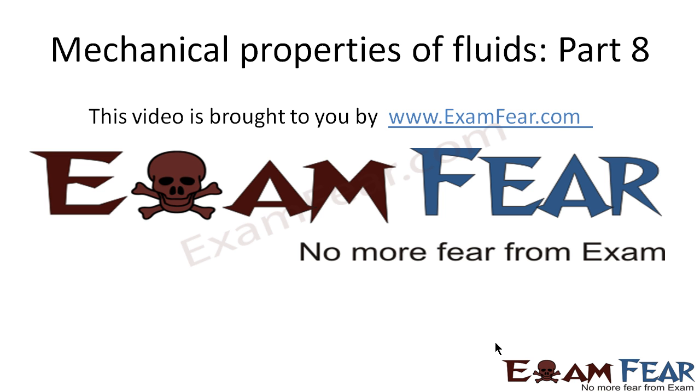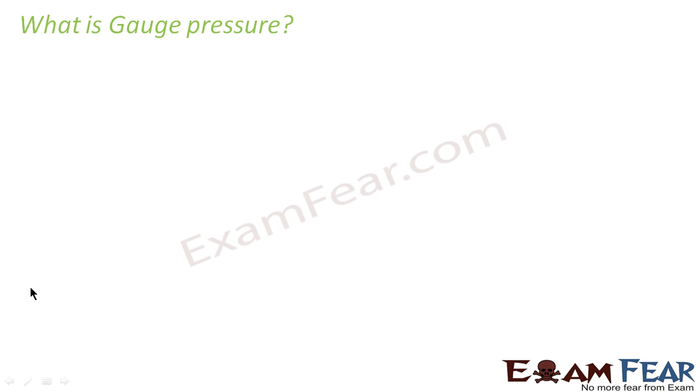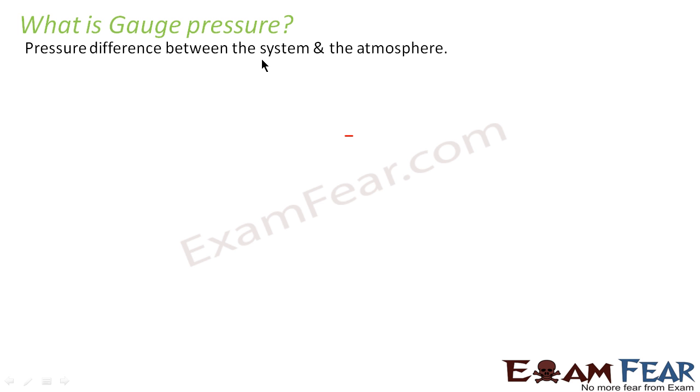Please make sure that you have watched all the videos from part 1 to part 7 before going ahead with part 8. Now let us go ahead and study what is gauge pressure. Gauge pressure is the pressure difference between the system and the atmosphere. So it is the pressure difference between system and the atmosphere. What do we mean by pressure difference? Let us look at that.